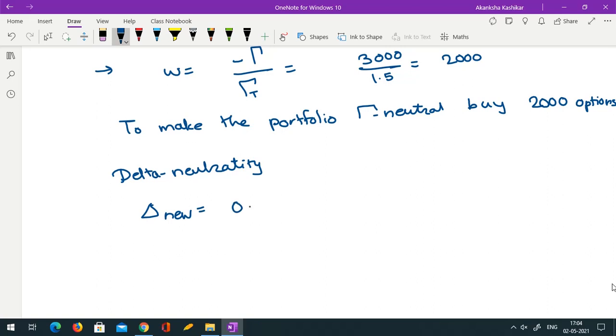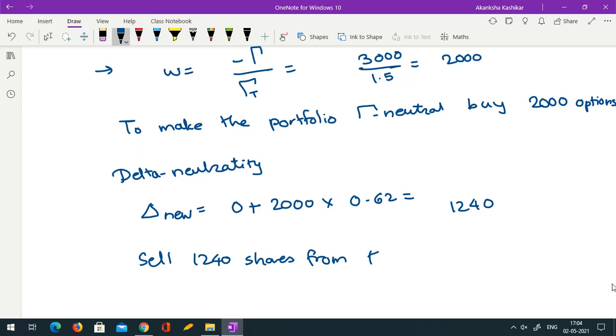Original delta was 0, but now because we have bought these options, I have 2000 into delta for each option, 0.62, so this becomes 1240. So the new delta is 1240 and we need to make this delta also 0. So what would we do? We will have to sell 1240 shares from the portfolio.